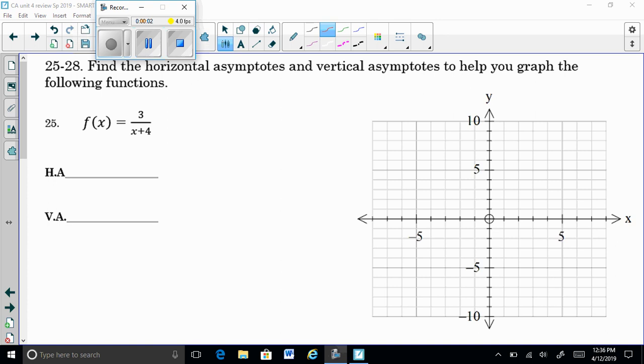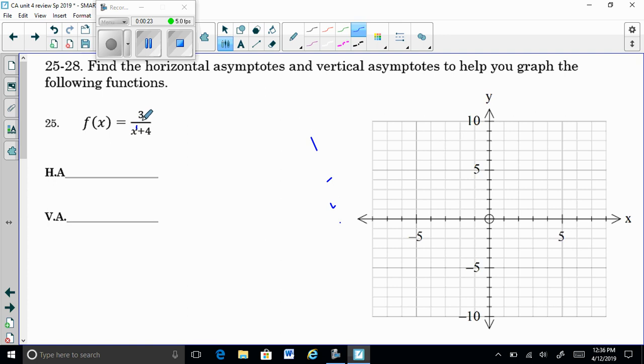Now we're looking at rational functions. And so to graph these, horizontal and vertical asymptotes are going to make life a lot easier. So for the horizontal asymptote, you compare the variables. If they're the same, you take the ratio of the coefficients.